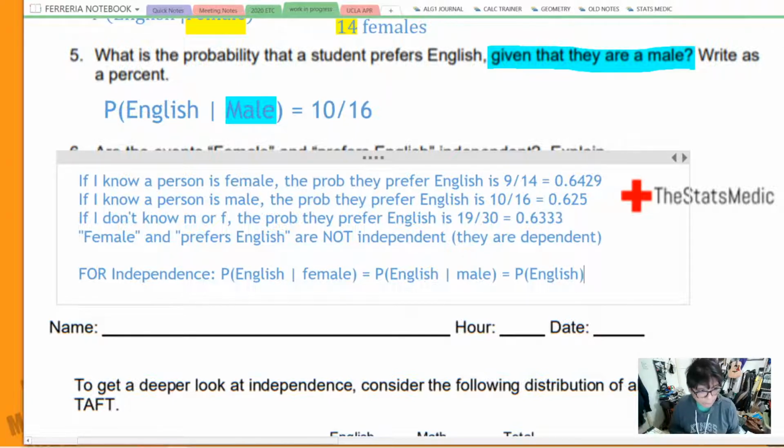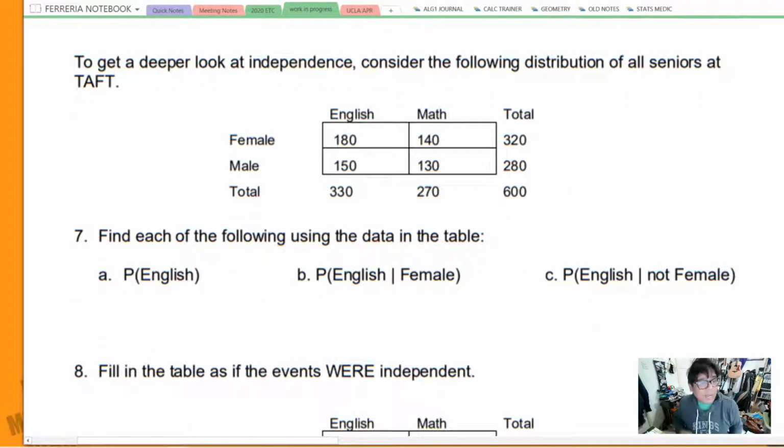In other words, knowing if someone is male or female does not increase or decrease the odds that they prefer English. So, to take a deeper look at independence, we're going to consider the following distribution of seniors at Taft. So we have females. We got 600 seniors at Taft. That's actually a lot more than we normally have at Taft, by about threefold, maybe 2.5-fold. So we'll do some of the easy stuff here.